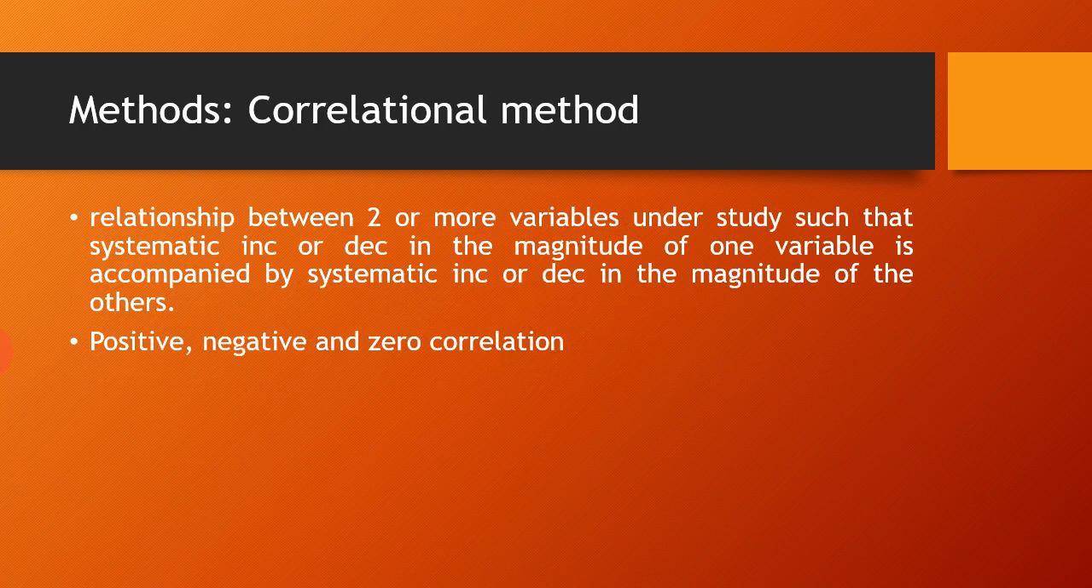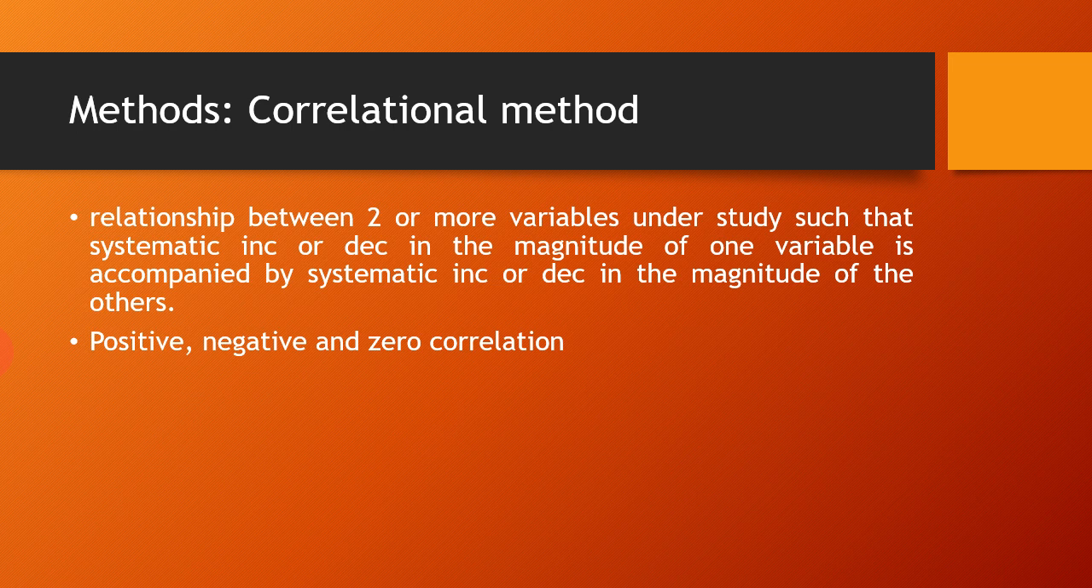Next comes the correlational method. Here we are finding the relationship between two or more variables under study such that the systematic increase or decrease in the magnitude of one variable is accompanied by systematic increase or decrease in the magnitude of the other variables. So we are finding the relationship between the variables of interest to the researcher, and there are three different types of correlations. We get positive correlation, negative correlation, and zero correlation.